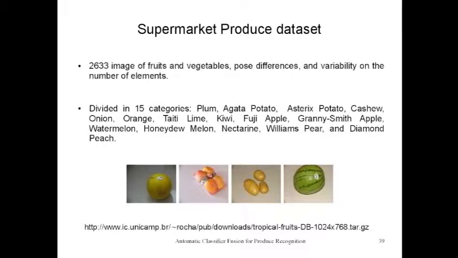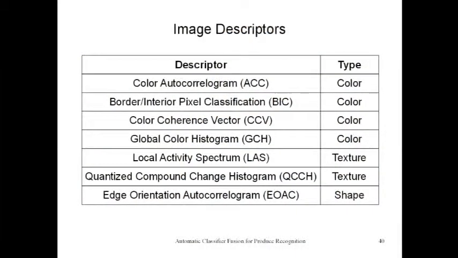So the experiment now. We have tested this approach in a real data set. It's a supermarket products data set which is available for download. It's composed of almost 3,000 images of fruits and vegetables, divided into 15 categories. We have used 7 different image descriptors: 4 color descriptors, 2 texture descriptors, and 1 shape descriptor.